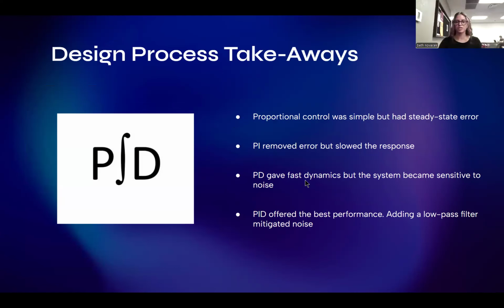Our design process takeaways, what we learned from these labs, is that proportional control was simple but had steady state error. A PI controller removed error, but it slowed the response down. A PD controller gave fast dynamics, but the system became sensitive to noise. And then a PID offered the best performance, and then we added a low pass filter, which mitigated the noise issues in the other controllers.